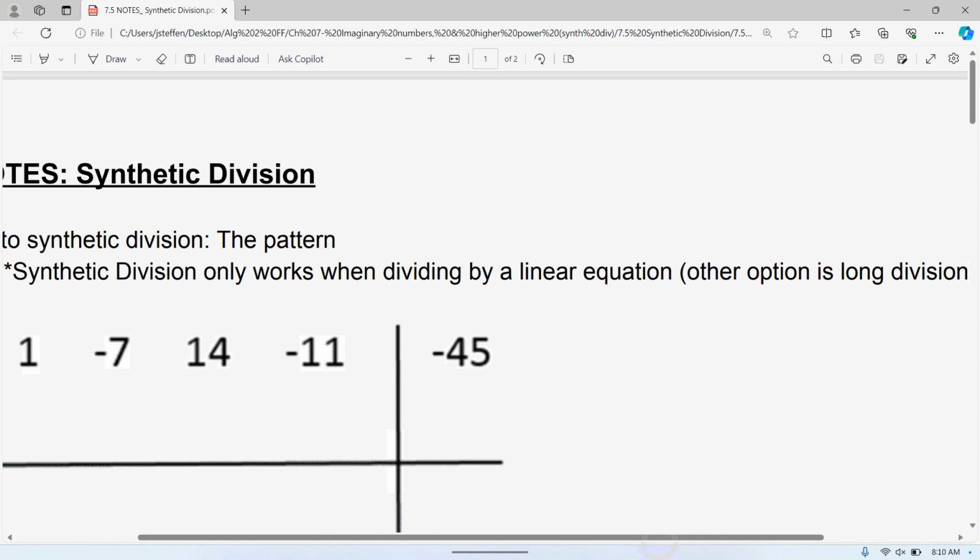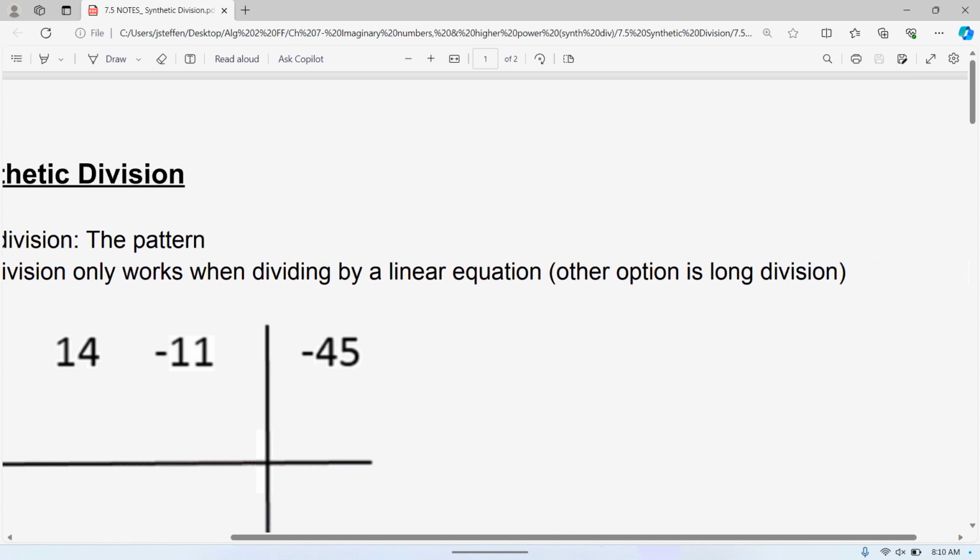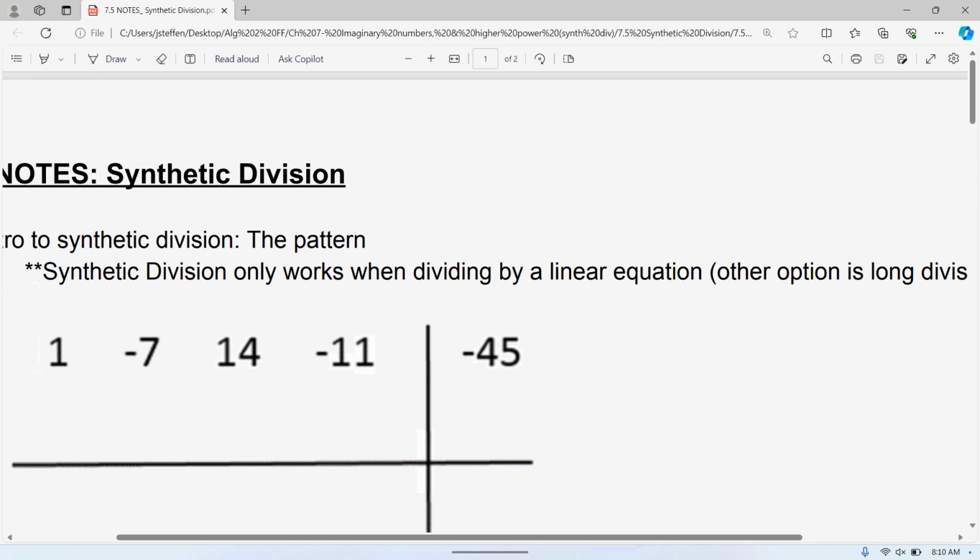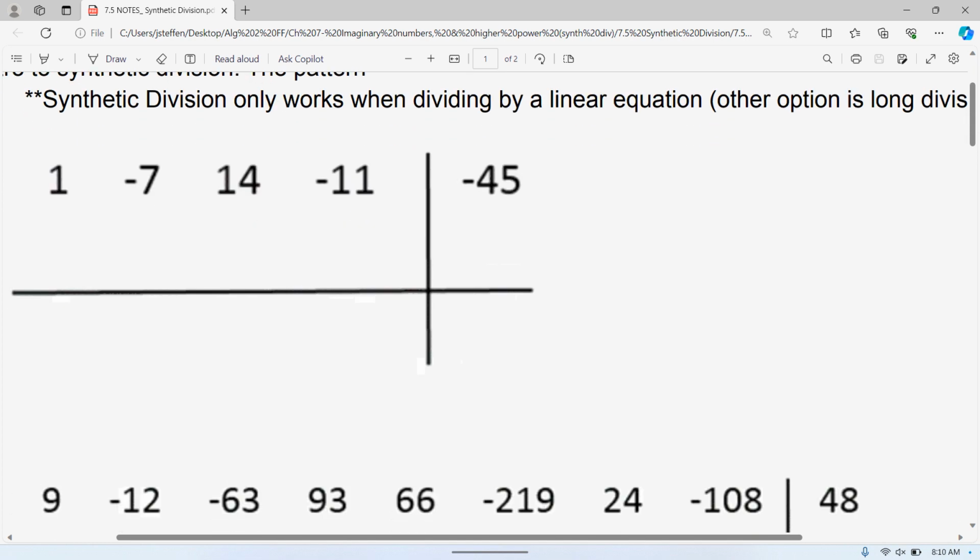Yeah, so synthetic division only works when you're dividing by a linear equation, which is for the most part a binomial. The other option is long division. I thought about showing you a long division one just because it is kind of interesting. In my opinion, the most interesting part is how similar it is to when you did long division back in elementary school. But again, I don't necessarily need to waste a lot of time on that.